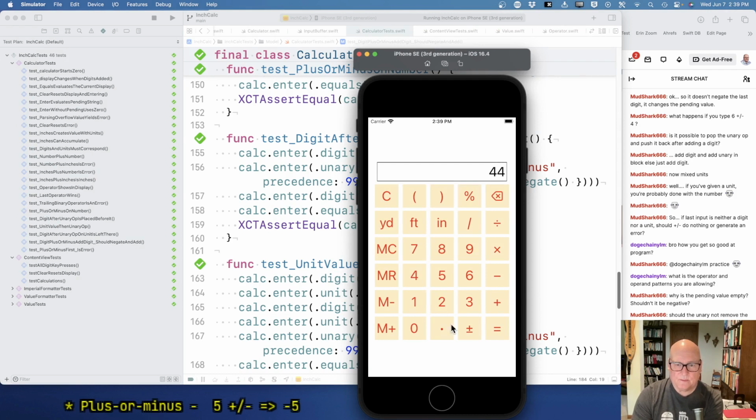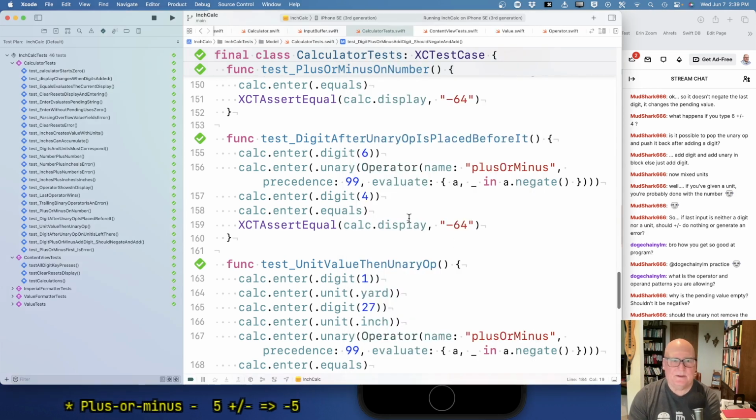Okay, so 44 plus or minus plus 45 minus 44 plus or minus looks a little weird. So that's negative 44 plus 45 is 1, plus 44 is 45. Yeah. All right. 5 times 3 plus or minus should be negative 15. Okay. I'm kind of good there.